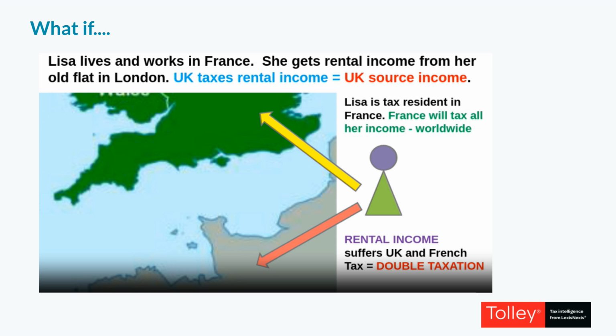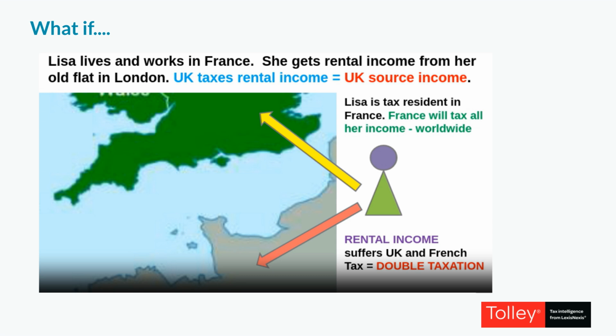In this slide, we look at some of the issues that might arise when you consider the interaction of these connecting factors. In my example, Lisa lives and works in France. That means she is a tax resident in France. Therefore, France will tax Lisa on all her income on a worldwide basis, wherever it arises in the world. Lisa still owns a flat in London that she rents out. She receives rental income from the UK. However, as far as the UK is concerned, the London flat is a source of UK income, and the UK will impose withholding tax on the gross rental payments.